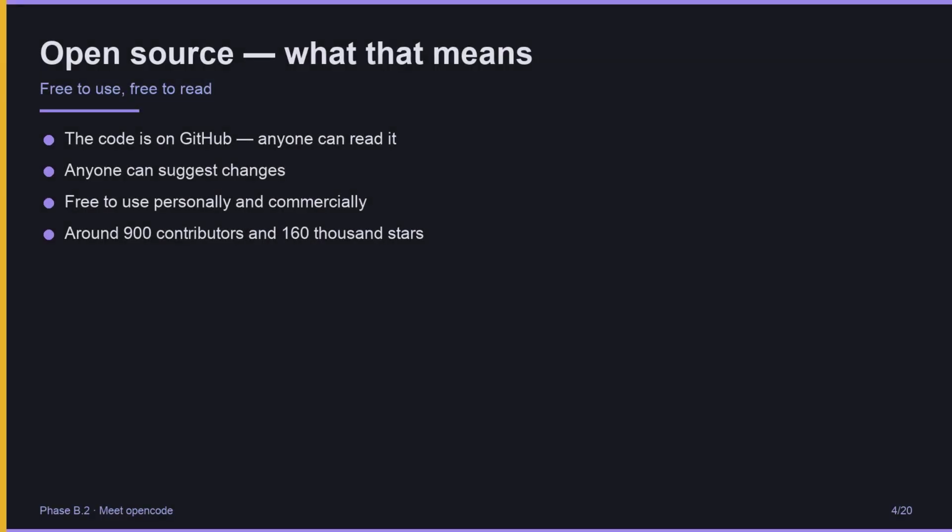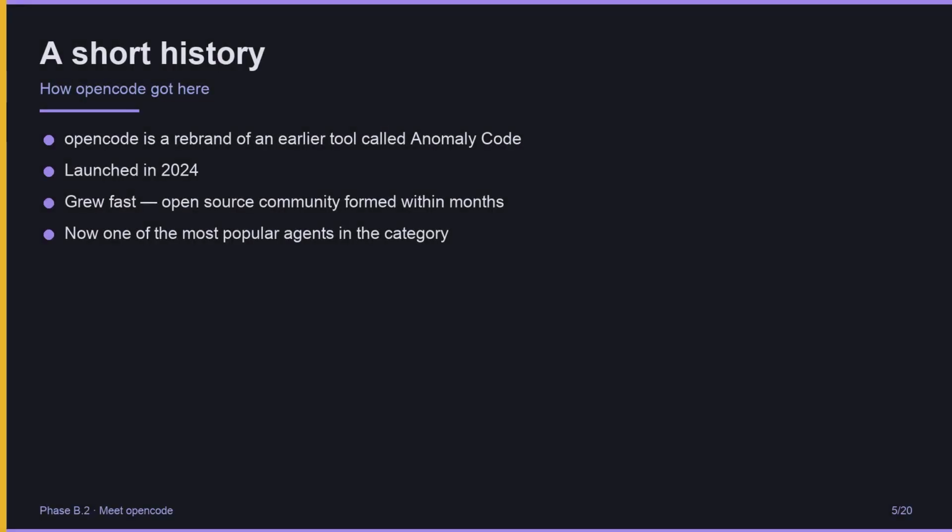Open source, what does that actually mean? The code is on GitHub. Anyone can read it. Anyone can suggest changes. It is free to use, personally and commercially, with no license fee. There are around 900 contributors and over 160,000 GitHub stars, which makes OpenCode one of the most popular open source AI tools in the world. Open source also means you can audit what it does. No hidden behavior.